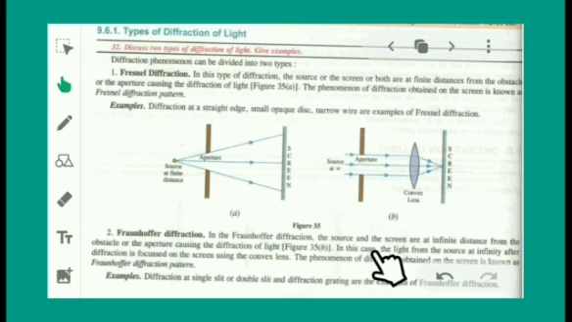In this case, the light from the source is at infinity. After diffraction, it is focused on the screen using a convex lens. This phenomenon of diffraction obtained on the screen is called Fraunhofer diffraction.